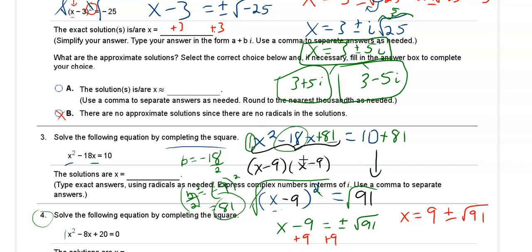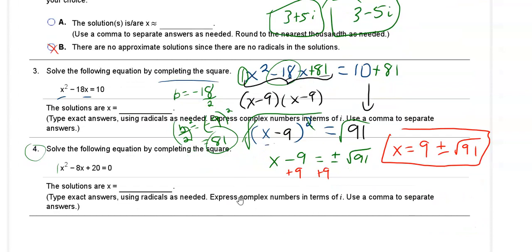Anyways, I'm belaboring the point. I should just go ahead and stop talking and put a box around that. So that is our exact solution. And thankfully they don't ask for approximate, but this is one that you could approximate. You could plug this into your calculator. You would get two different answers. You get 9 plus the square root of 91 in your calculator as one decimal answer, and then 9 minus the square root of 91 to get your other answer.